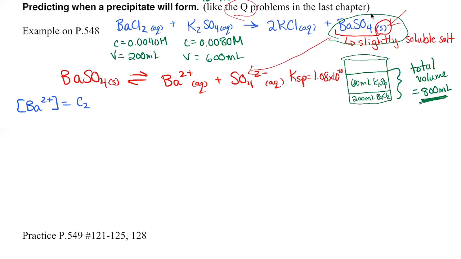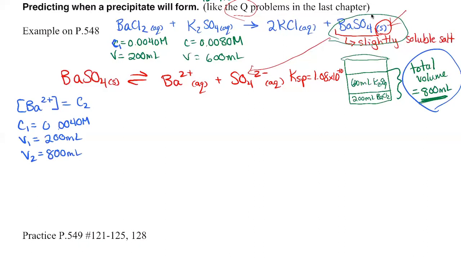And we're going to use C1V1 equals C2V2, the dilution equation, to figure out what that is. The concentration originally, C1, was 0.0040 moles per liter. V1, the original volume, was 200 milliliters. And V2 is the total volume at the end, which is 800 milliliters. Now, because these volumes are both in milliliters, we can leave them in milliliters. We don't need to convert them into liters, but you can if you want to.